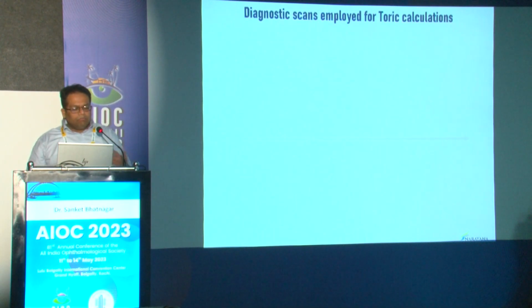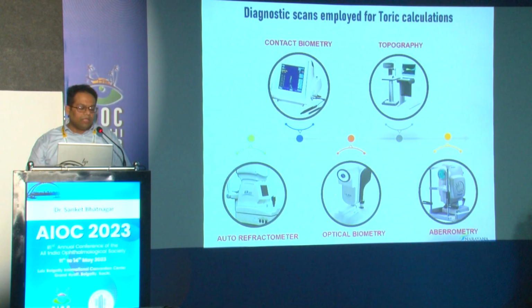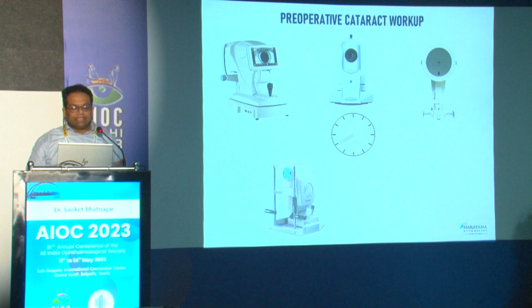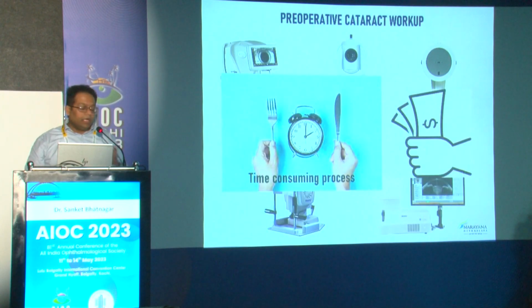So we have a big arsenal of scans in our diagnostics, of which biometry, topography, and maybe aberrometry play a pivotal role. But when we send our patients, most of whom are in the senile age group, through a battery of these scans, it can be very time consuming, ergonomically a little difficult, and also puts a financial strain on most practitioners.